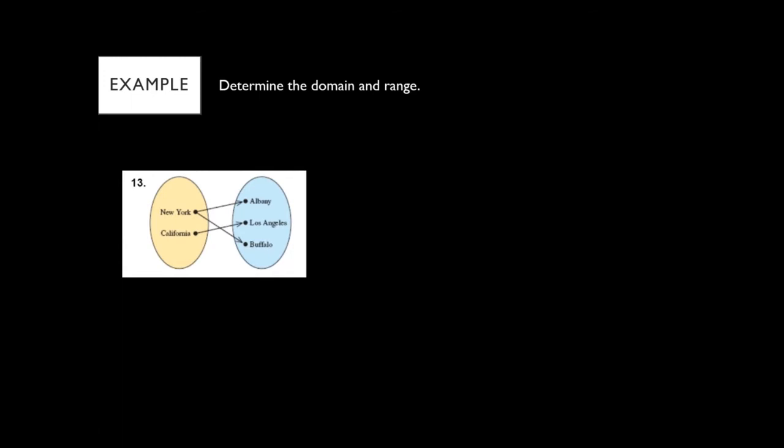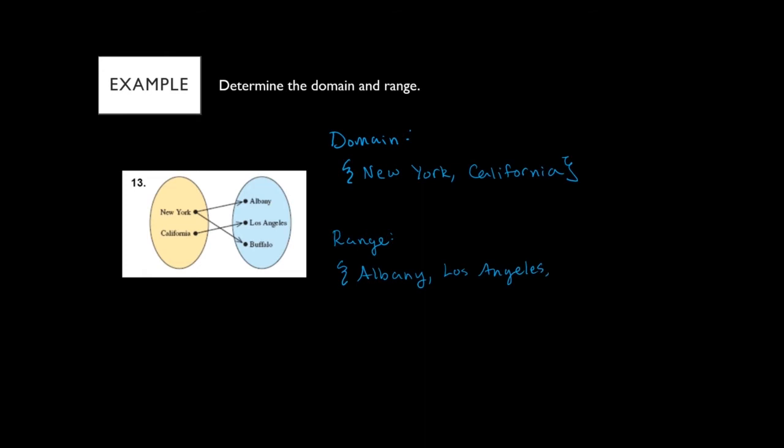So here's another one. On the left, our inputs are states, and then on the right, we have cities in those states. Oh, okay. So it's the other way around, but they still form a relationship. So our domain is New York and California. Now there are more than one state, but we're looking at just the ones that are part of our relation. And so those are the only two that are listed. And then for the range, we have 3 cities: Albany, Los Angeles, and Buffalo.